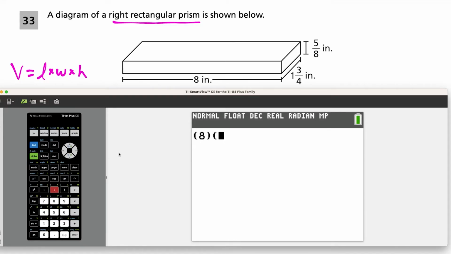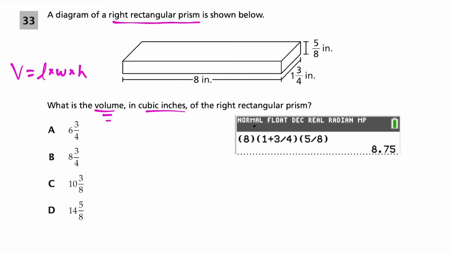So we could just do 8 times, and I'm going to use parentheses because in math, parentheses mean multiply. And we have 1 3/4. But just know this little trick. If you want to write 1 3/4, write it as 1 plus 3/4. Because 1 and 3/4 is the same thing as 1 plus 3/4. And then the last fraction here that we're multiplying by is 5/8. So that's the length times the width times the height. And then notice what we get here: we're going to have 8.75. So the calculator really does all the heavy lifting here. We just have to know that 8.75 corresponds to choice B. That's the same thing as 8 3/4.